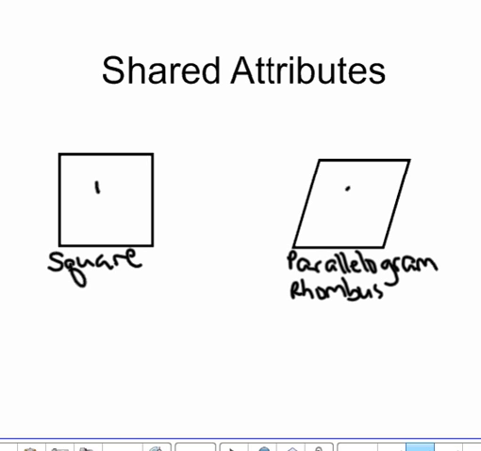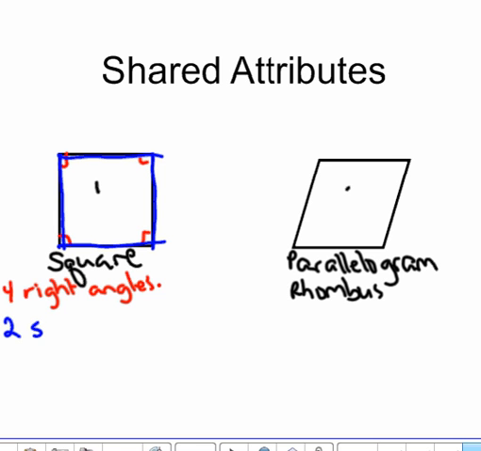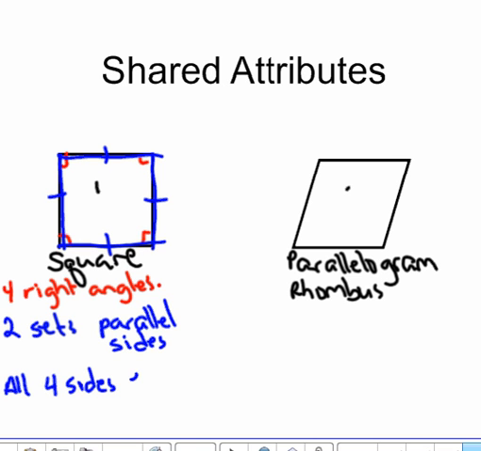If I look at my square, we know one of the attributes is that it has four right angles. That's pretty simple right there, four right angles, okay? We also know that my square has not just one, but two sets of parallel sides. I also should notice that all four sides are the same. All four sides are equal. Okay? So those are my attributes of my square.